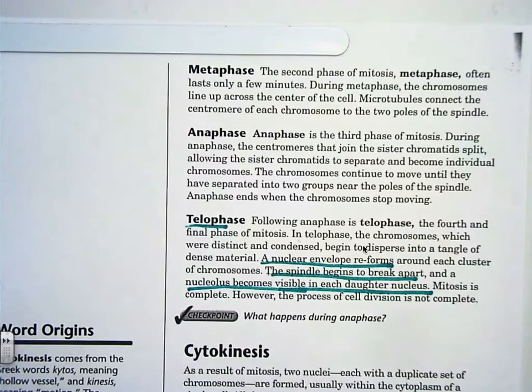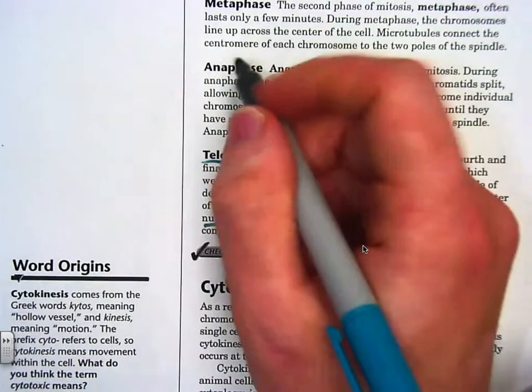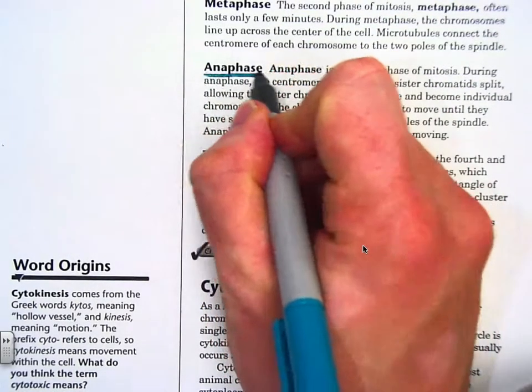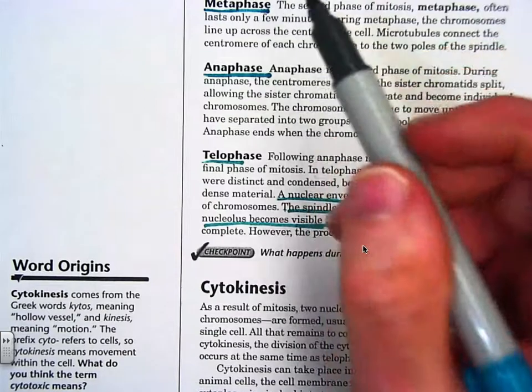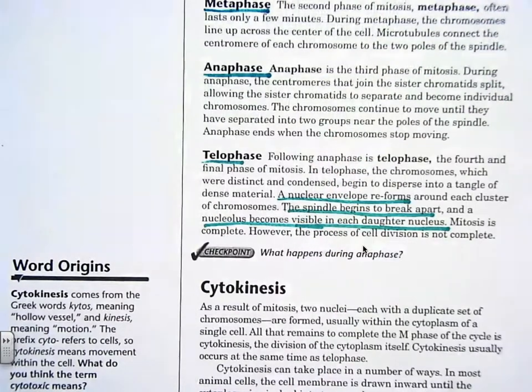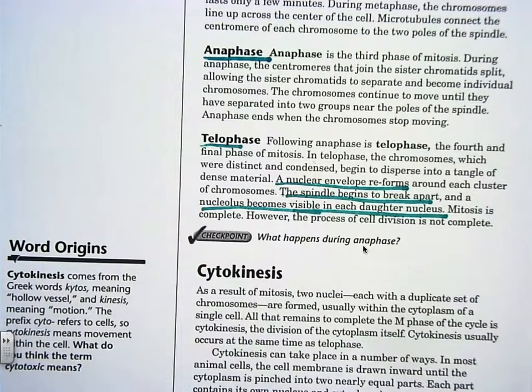Alright, and now we're ready for cytokinesis. Cytokinesis. But before we do that, what is a good quiz question? It's a big one. I want you to know what is happening inside of the cell at each one of these phases. Prophase, metaphase, anaphase, and telophase.